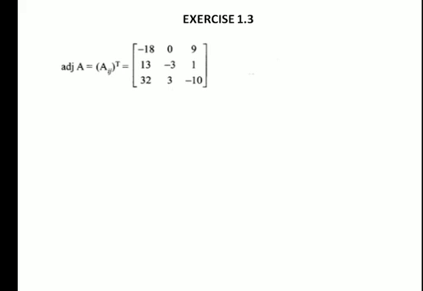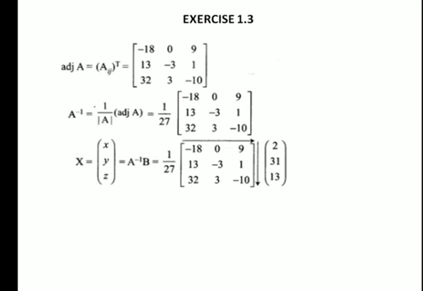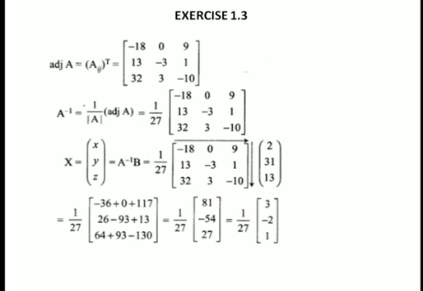Next, adjoint of A is the transpose of Aij, rows change to columns. Then you find out A inverse equal to 1 by A modulus times adjoint of A, you substitute, and find out X equal to x, y, z. Then A inverse B, after that you write the A inverse and you write the B. You multiply this and simplify, you get 1 by 27, 3, minus 2, 1. X equal to 3, y equal to minus 2, z equal to 1.